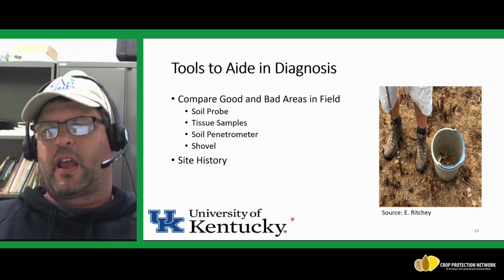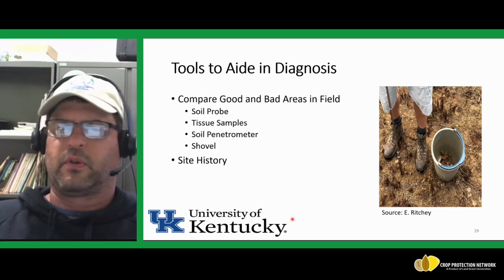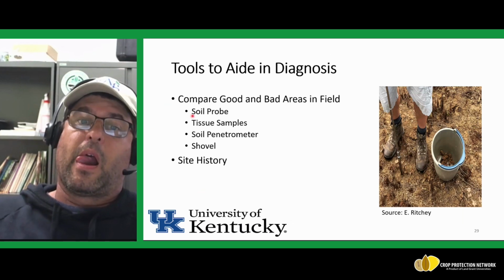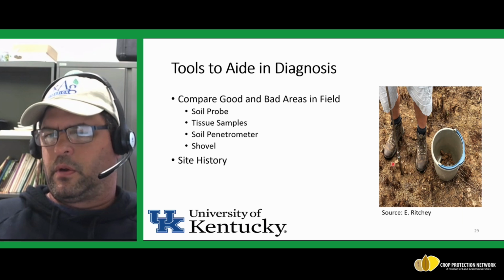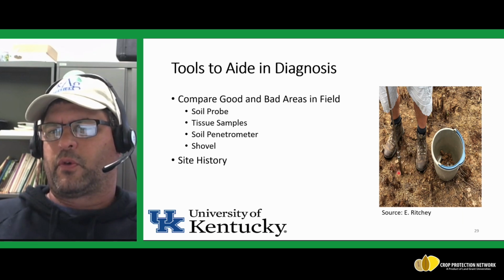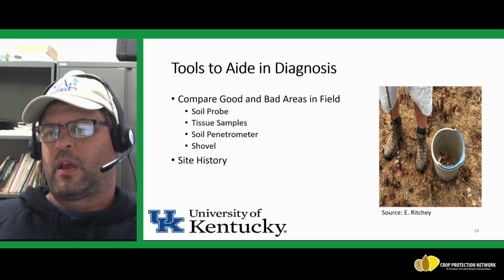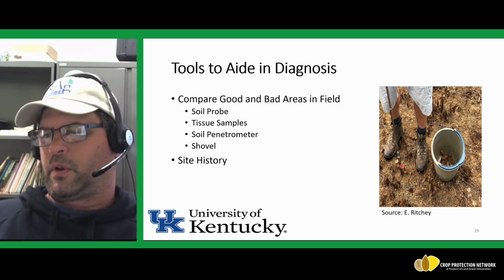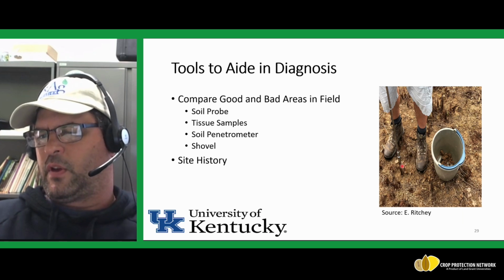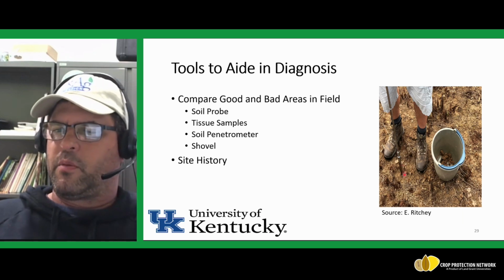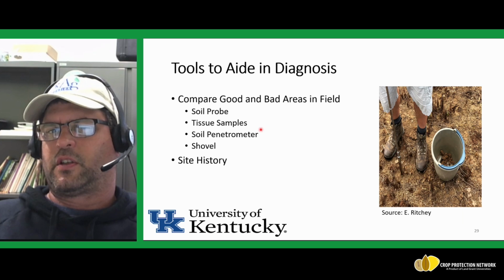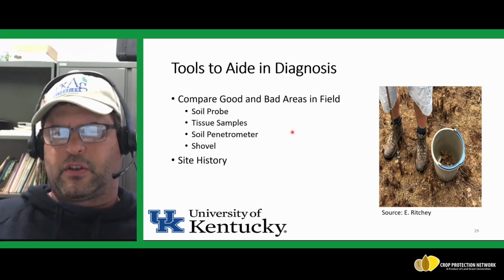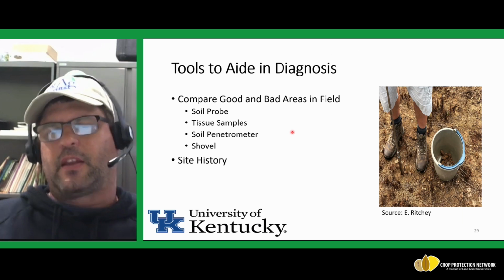A few tools to diagnose whether you have a nutrient deficiency or something else include a soil probe right here. You can determine a whole lot with a soil probe. Not only is it good for taking a soil sample, but you can feel a lot. If you can't get your probe in the ground more than 2 inches because you hit a limiting layer, chances are you might be dealing with compaction. Tissue sampling, pulling the proper tissue at the proper time, can tell you a whole lot.